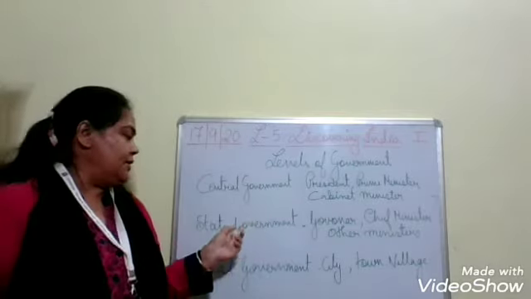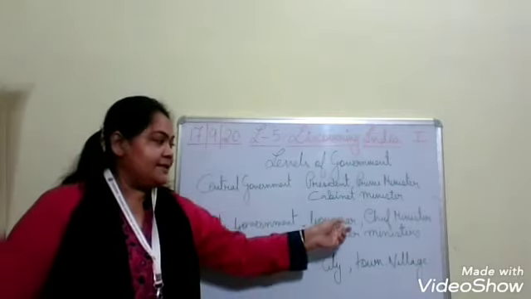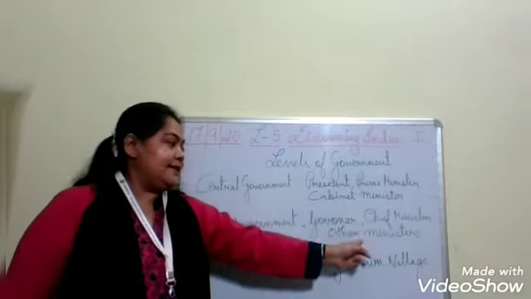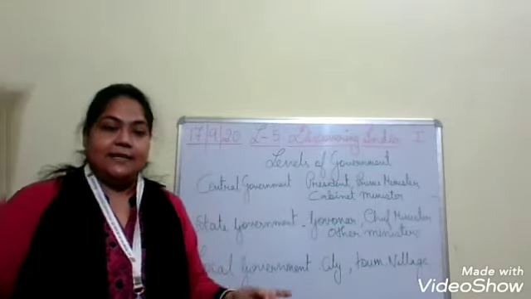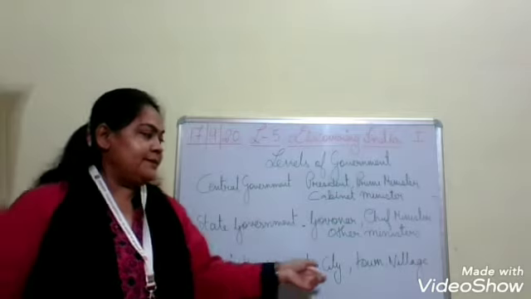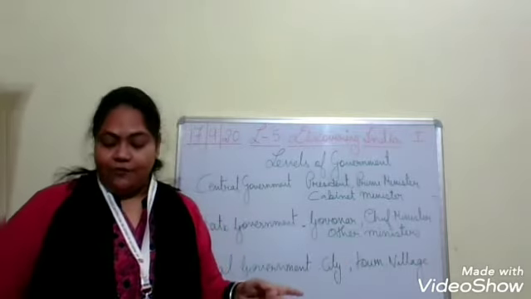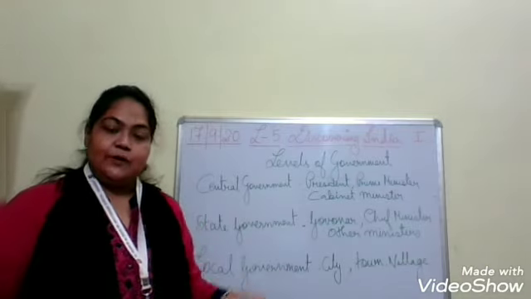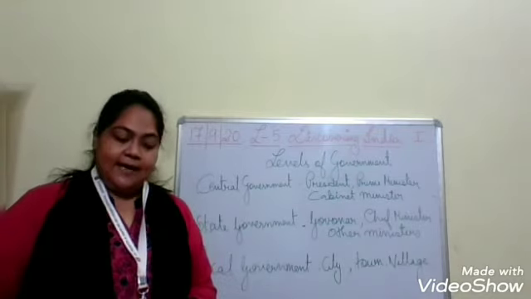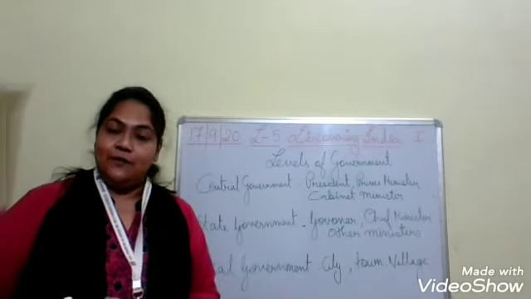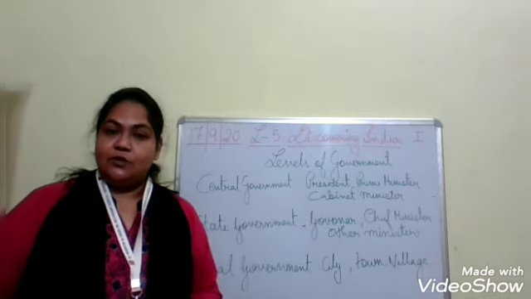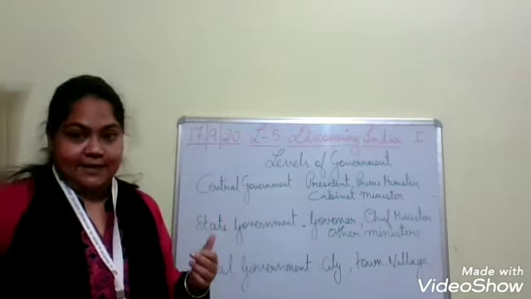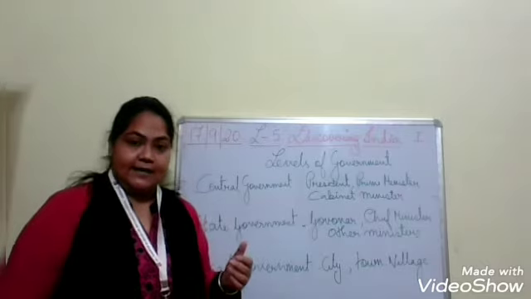Then we have the state government. Who is the head? The governor, the chief minister, then the other ministers. Then last is the local government: cities, towns and villages. I have already said, in a city you will find the mayor. In a town you are going to find the chairperson, and in a village the head is the sarpanch.